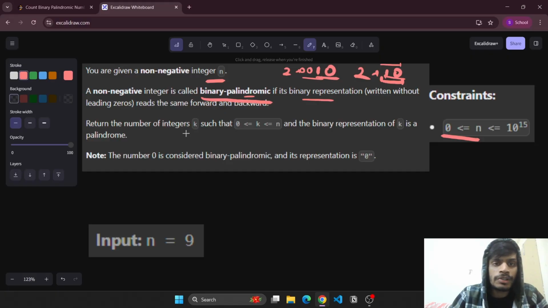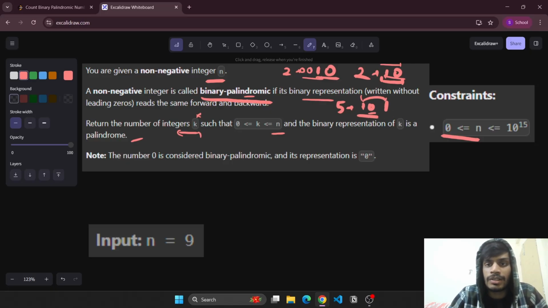So what we need to do is find the number of integers k which lie from 0 till n, and the binary representation of these k is a palindrome. Suppose we have 5. The binary representation is 101. We see that the string reads the same both ways, so it is a palindrome. Hence 5 is a binary palindromic number.